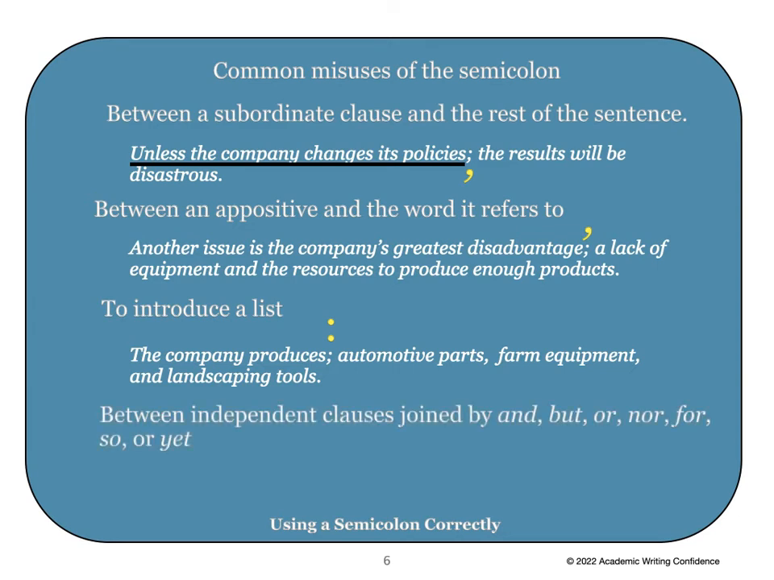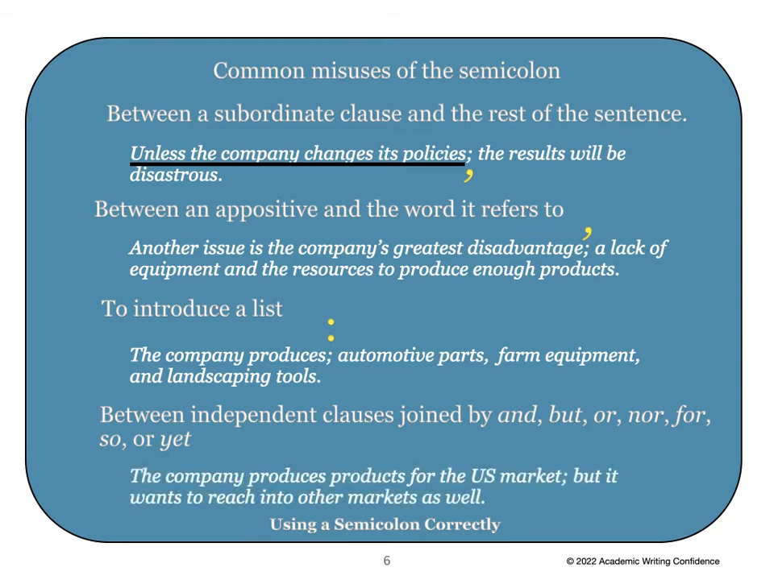And one more way that semicolons are used incorrectly is between independent clauses joined by and, but, or, nor, for, so, or yet. We have already talked about this at the beginning of this video. The company produces products for the U.S. market; but it wants to reach into other markets as well. Here we should not use a semicolon, but a comma.